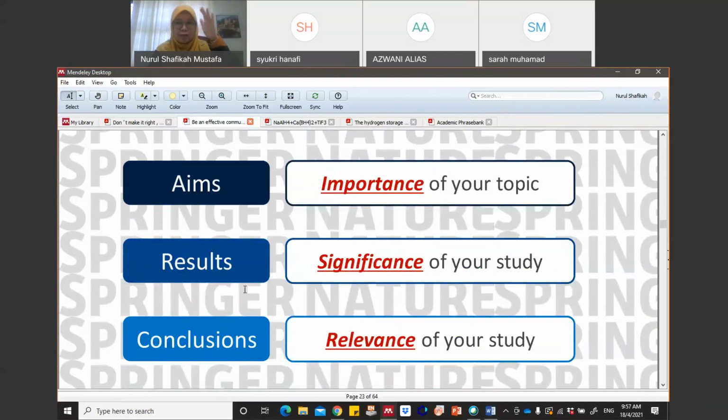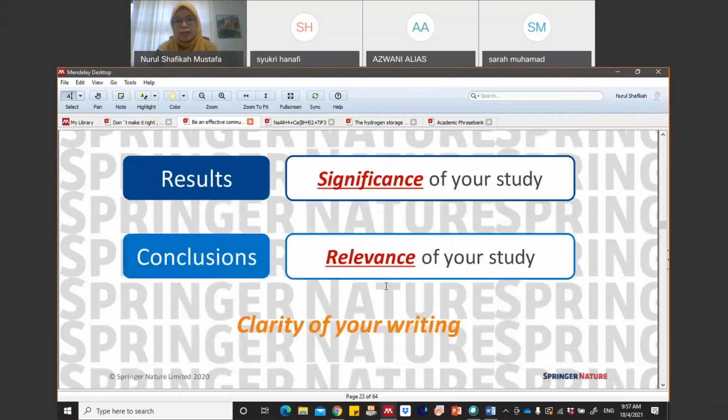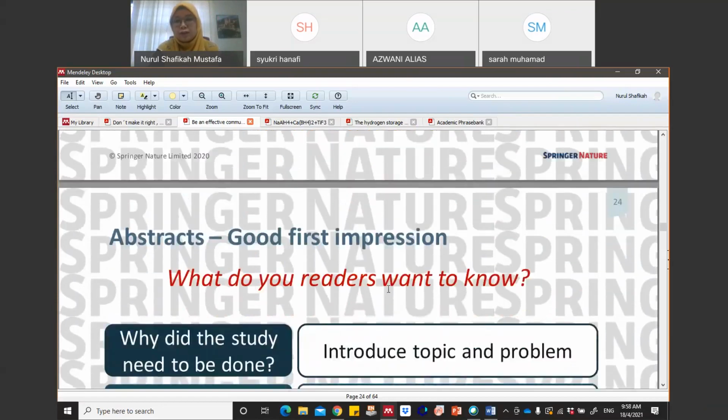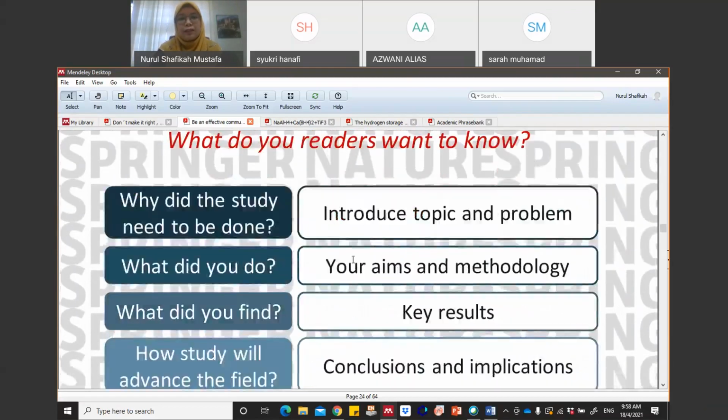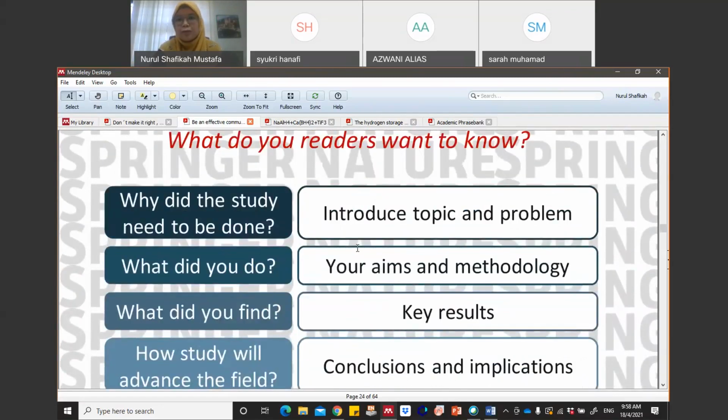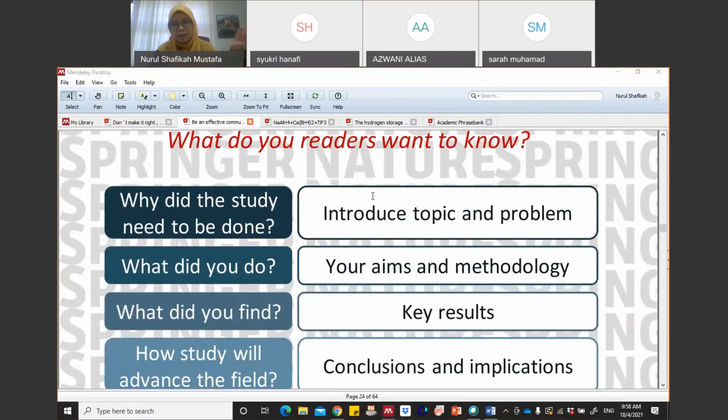Actually, for the abstract, you must have 5 things. The main ones are aims, the result, conclusion. Then the importance of your study, significance of your study, relevance of your study, and clarity of your writing. Okay, in your abstract, for a good first impression, what do your readers want to know? These are a few questions you need to answer in your abstract. Why did the study need to be done? So you must introduce the topic and the problem in the first paragraph.